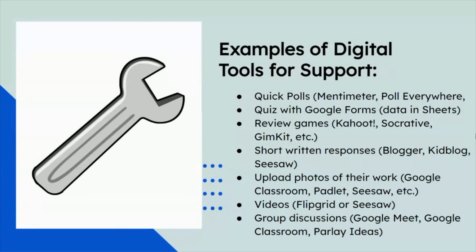You might use digital tools like Mentimeter or Poll Everywhere. The next is giving a quiz with a Google Form, then using that data and Sheets to really analyze it. You might do a fun review game using platforms like Kahoot, Socrative, Gimkit, etc. There are many different types of review game tools out there.